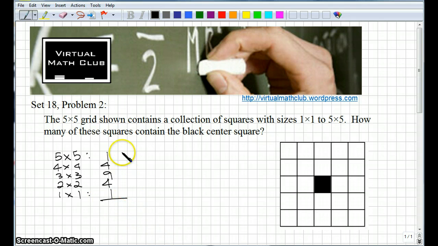So let's just add those up. We've got 4 plus 1, and 4 plus 1 is 10, and then we have a 9, so that's 19. And that is the answer. There's 19 squares that include the black center square.